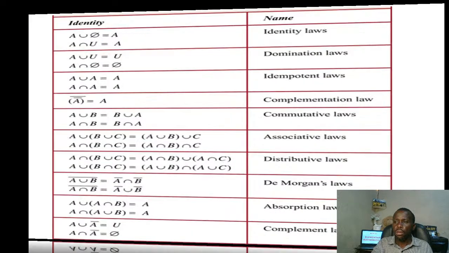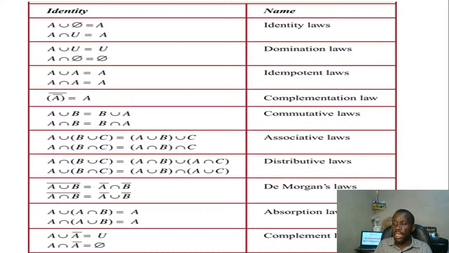Okay. Let's look back. So we have the De Morgan there, the absorption, the complement, the distributive, the associative, the commutative, and so on. Okay. Now let's move on to the next topic.